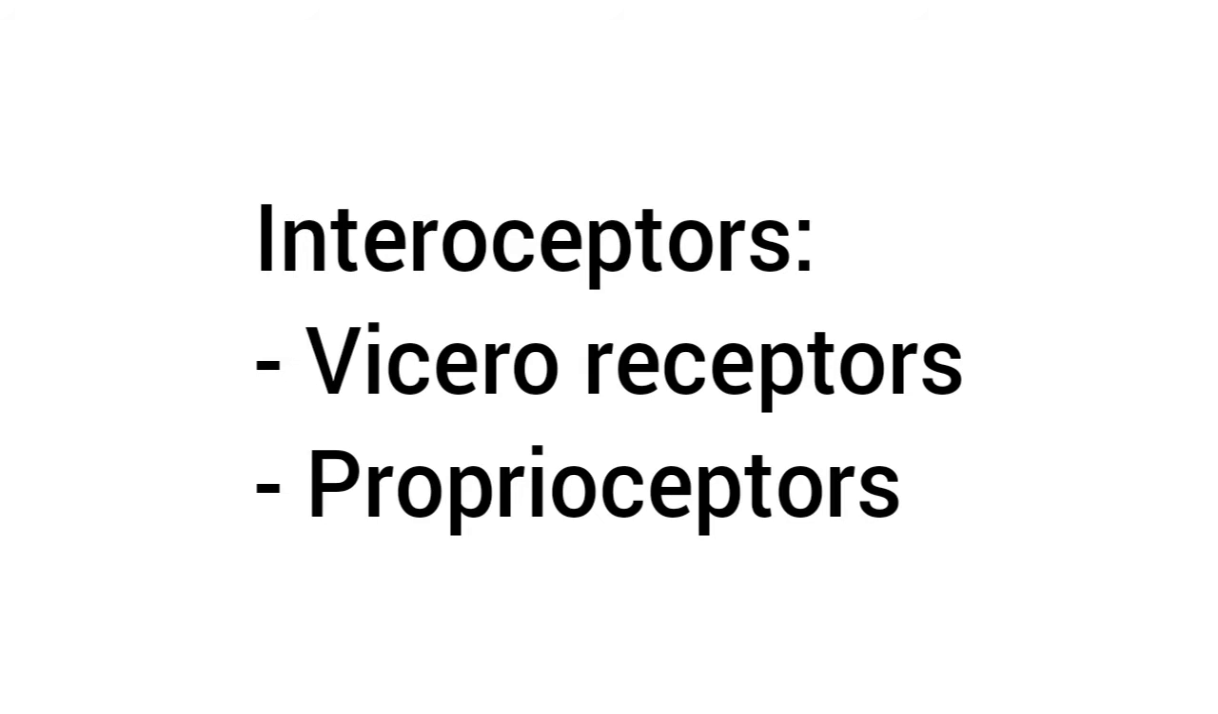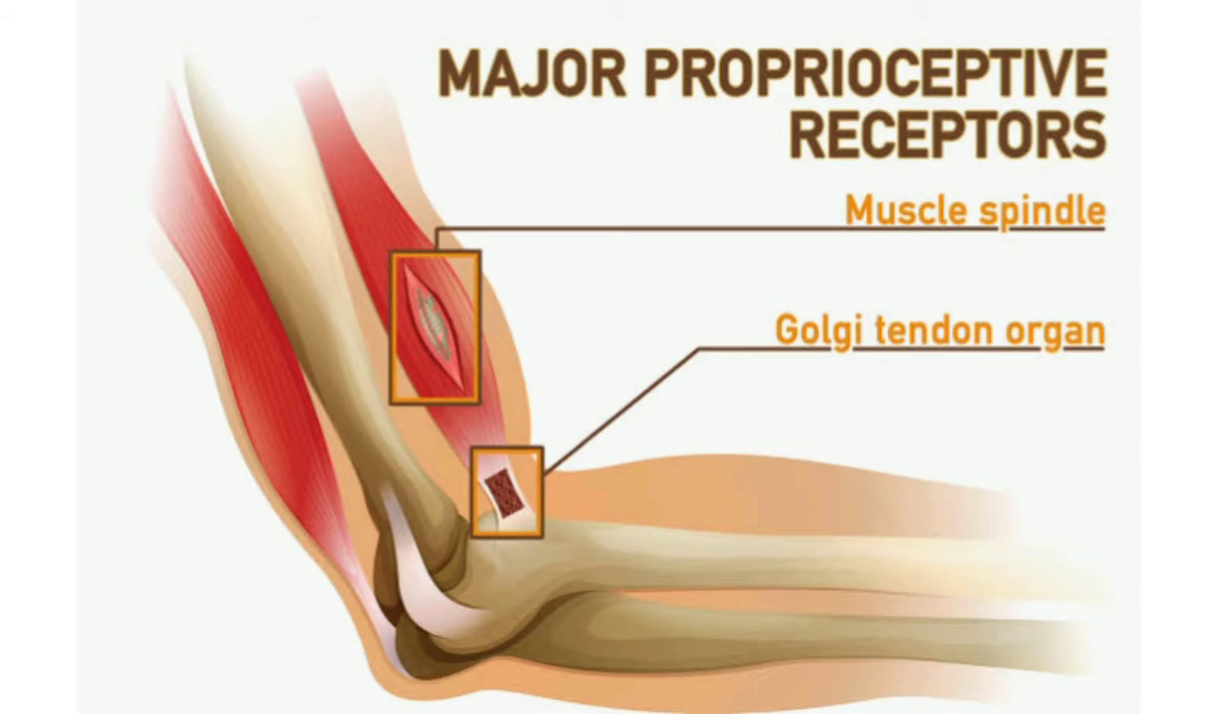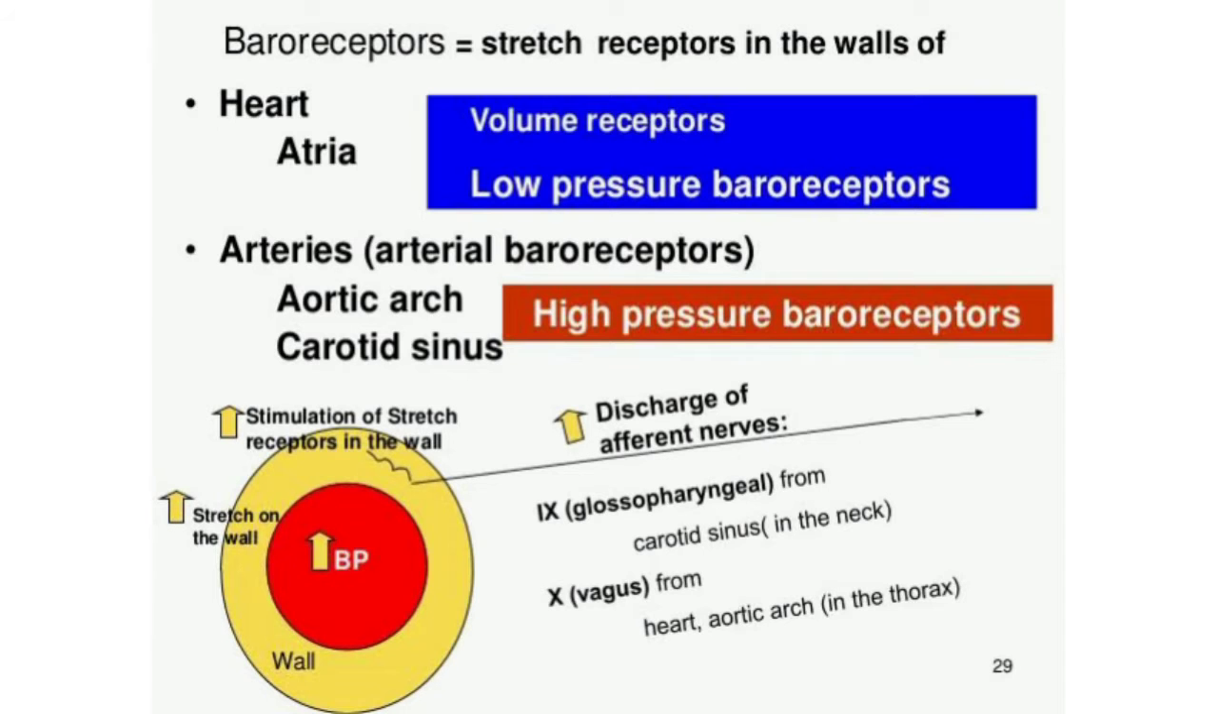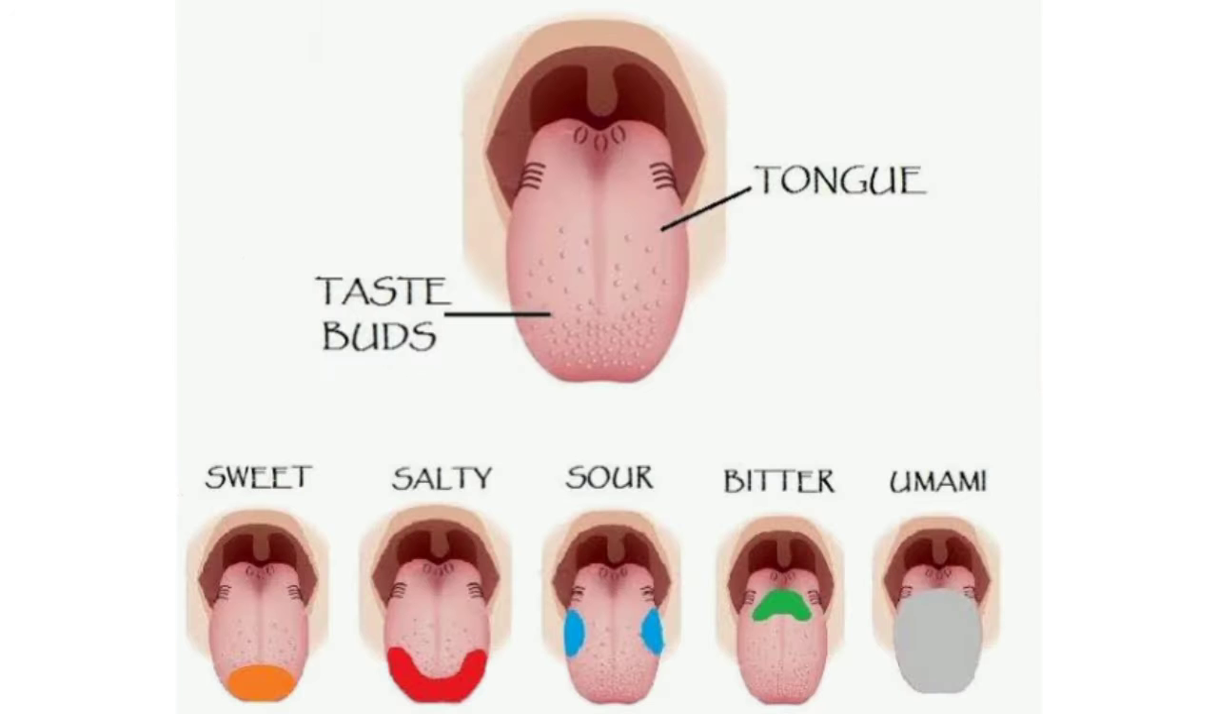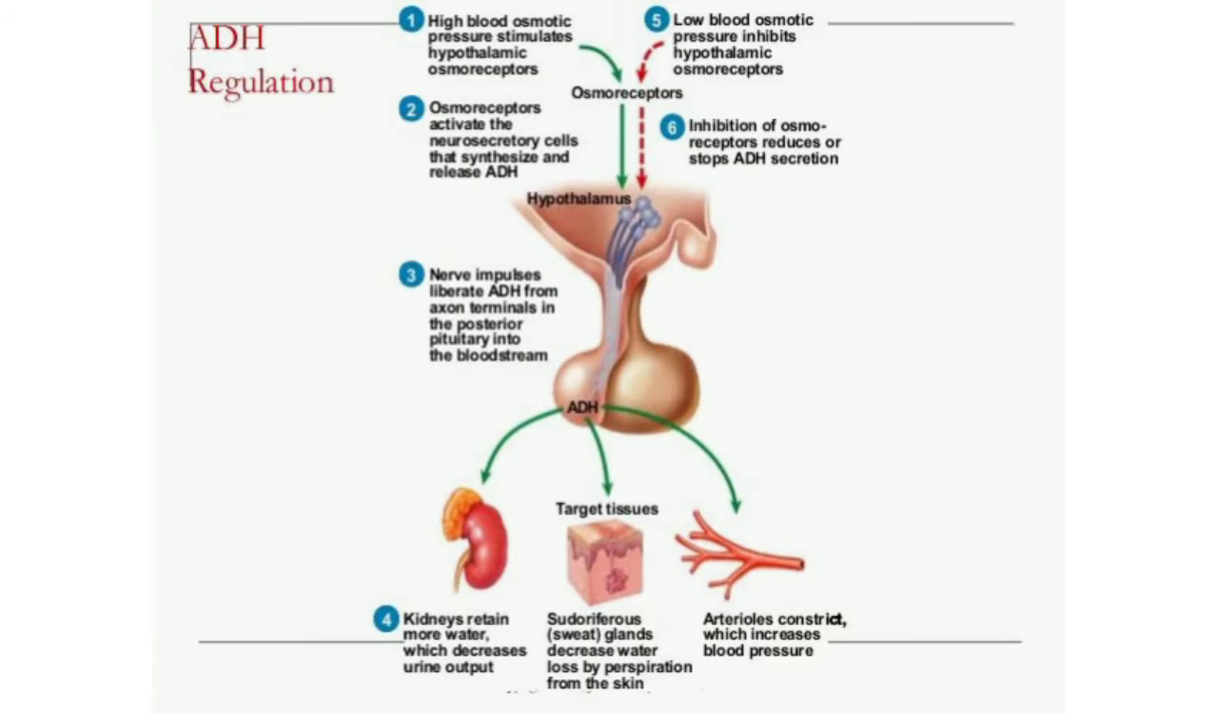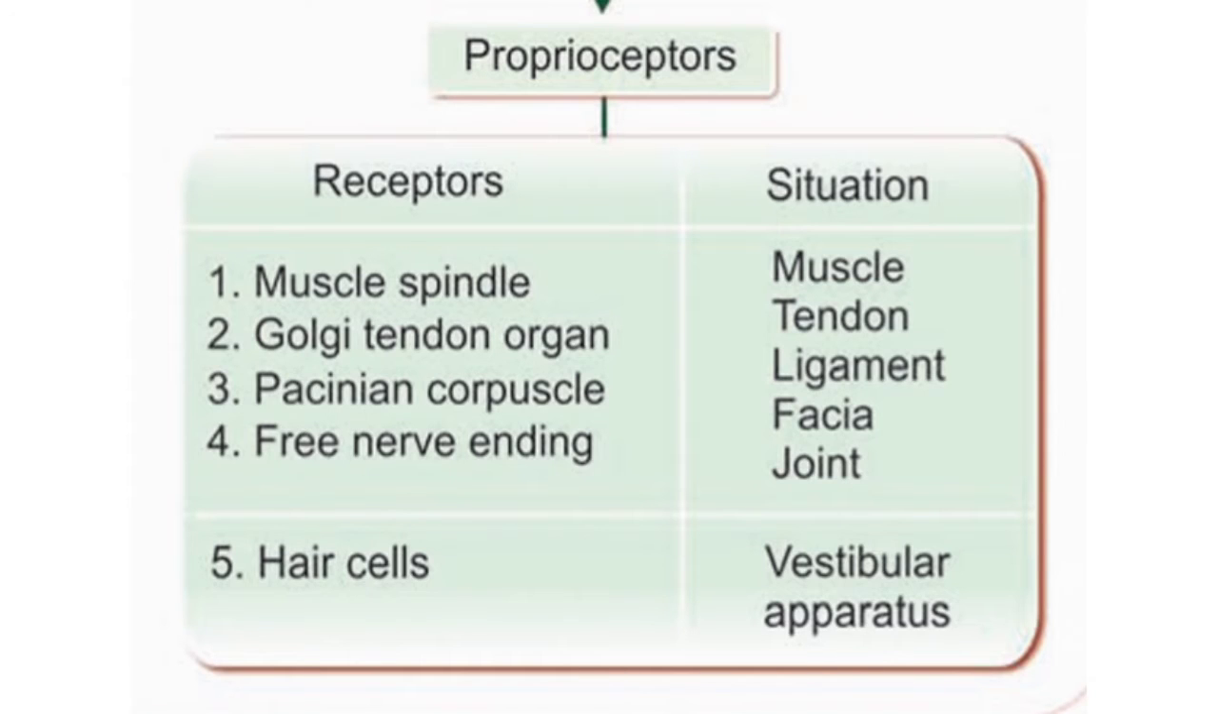They are classified into visceroreceptors and proprioceptors. In visceroreceptors, the stimulus arises from the visceral organs, and in proprioceptors, the stimulus is the change in position of the body. Examples of visceroreceptors: stretch receptors in the heart, baroreceptors in the vessels, chemoreceptors in the GI tract, and osmoreceptors in the urinary tract and brain. Examples of proprioceptors are muscle spindle in muscle, Golgi tendon organ in the tendon and ligament, Pacinian corpuscle in fascia, and hair cells in the vestibular apparatus.